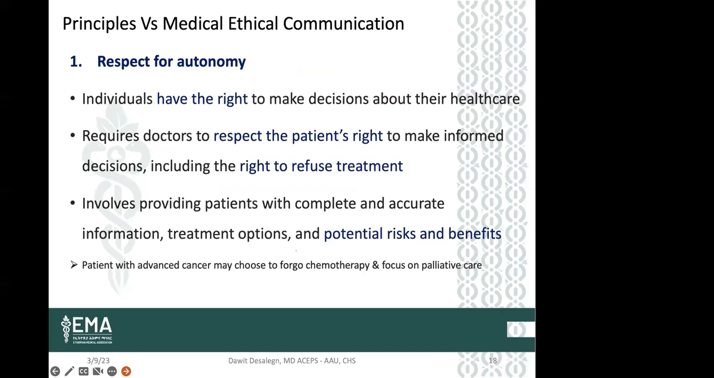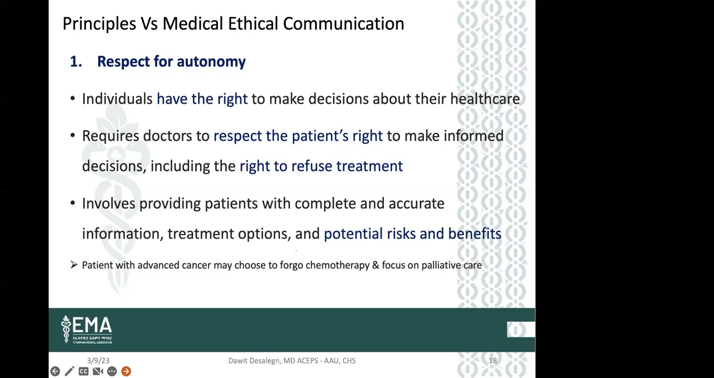So when we assess these 4 major principles and how we communicate, the first principle is the principle of autonomy. So how do these principles act with the communication? When we say respect for autonomy, individuals have the right to make decisions about their healthcare, but that decision-making has to be reasonable and available. Otherwise, it's not the right to respect whatever the patient wishes.